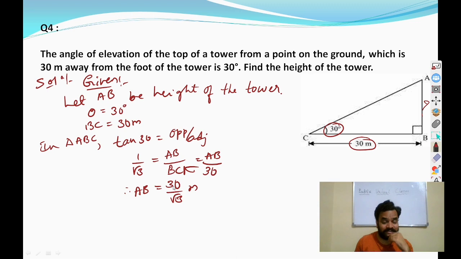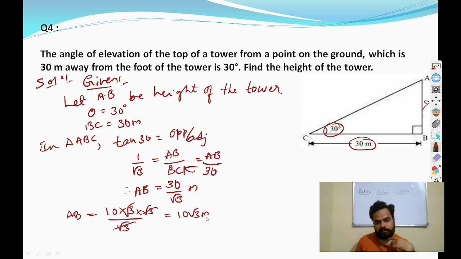Is it correct or not? Just now we discussed we should not keep this root 3 in the denominator as it is. We need to rationalize it, right? So rationalization, how we will do, AB is equal to this 30 can be written as 10 into 3. Why? We need to remove this 3, right? So this 3 can be written as root 3 into root 3 divided by again root 3. These two root 3 will get cancelled and the answer is 10 root 3 meter.